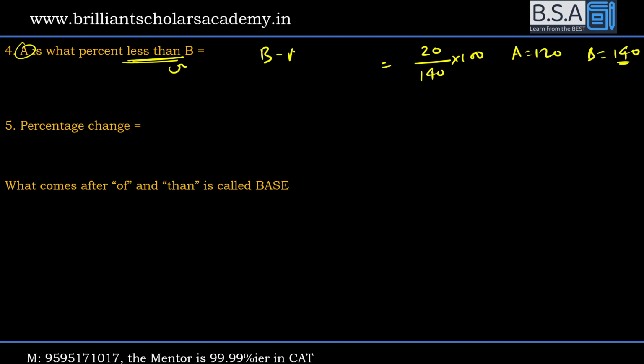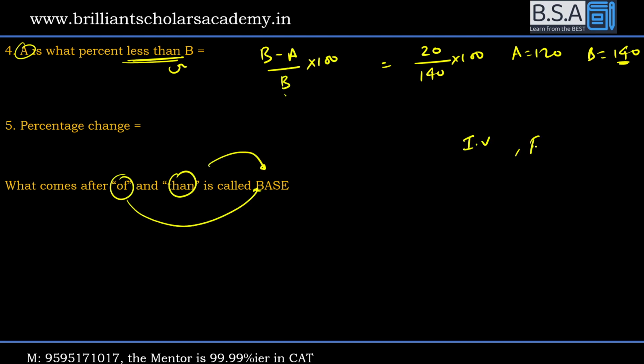Now, what is the percentage change? Generally speaking, for a percentage change to happen, you must have an initial value, you must have a final value. Percentage change is defined as final value minus initial value upon initial value into 100. That is the universal definition of percentage change. Initial value will always come in the denominator because you are changing from initial to final.